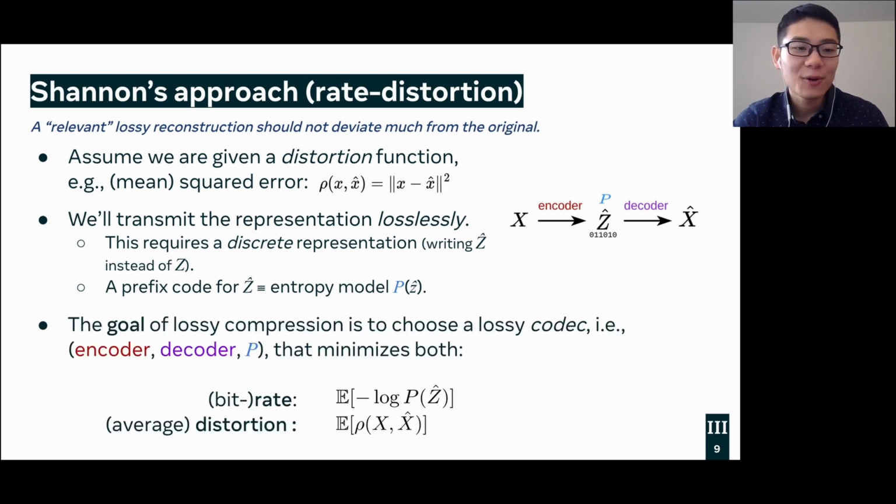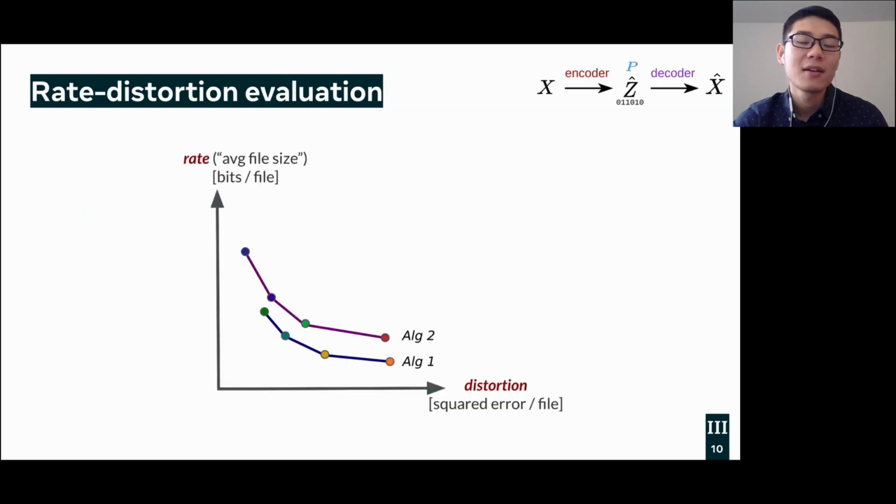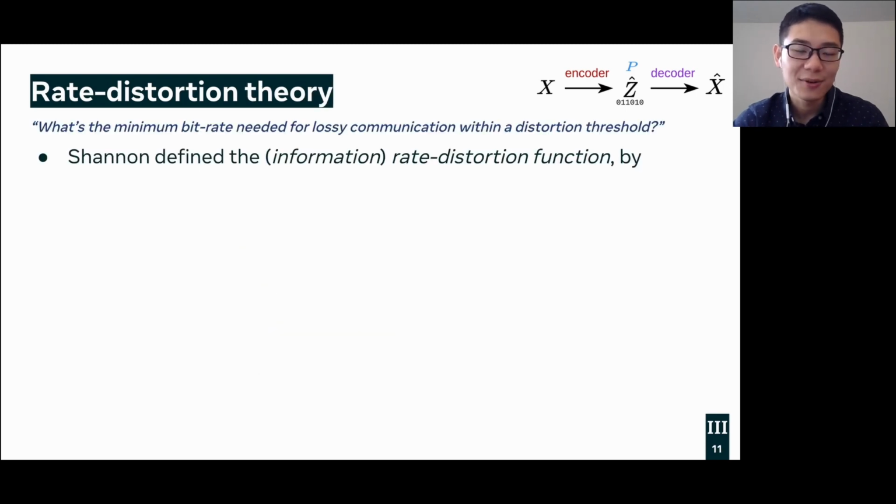Given the above, the goal of lossy compression then is to choose a lossy codec consisting of an encoder, decoder, and entropy model that simultaneously minimizes both the bit rate and the average distortion. We can plot these two quantities for any compression algorithm, and our goal is then to push the rate distortion performance of our algorithm towards the lower left corner of this plane. And unsurprisingly, there is a trade-off between rate and distortion, and there's a limit to how well we can do. And we'll look at this next.